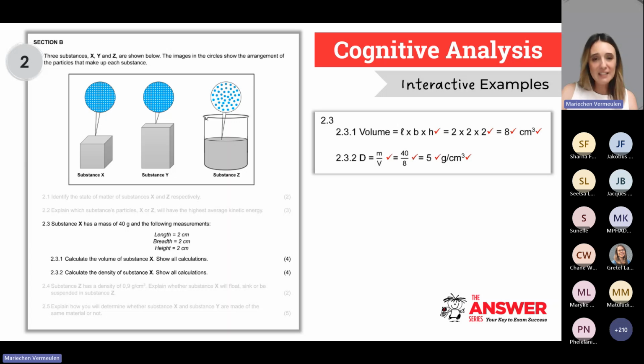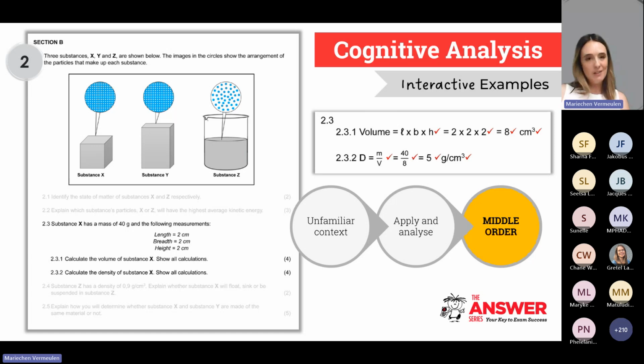Right, so I'm going to call it. With 43 responses and a lot in the chat, the tribe has spoken, and I agree with the tribe in this instance. It is a middle order question. Remember, I stated calculations always occur in an unfamiliar context. Learners are expected to know the formula for volume.